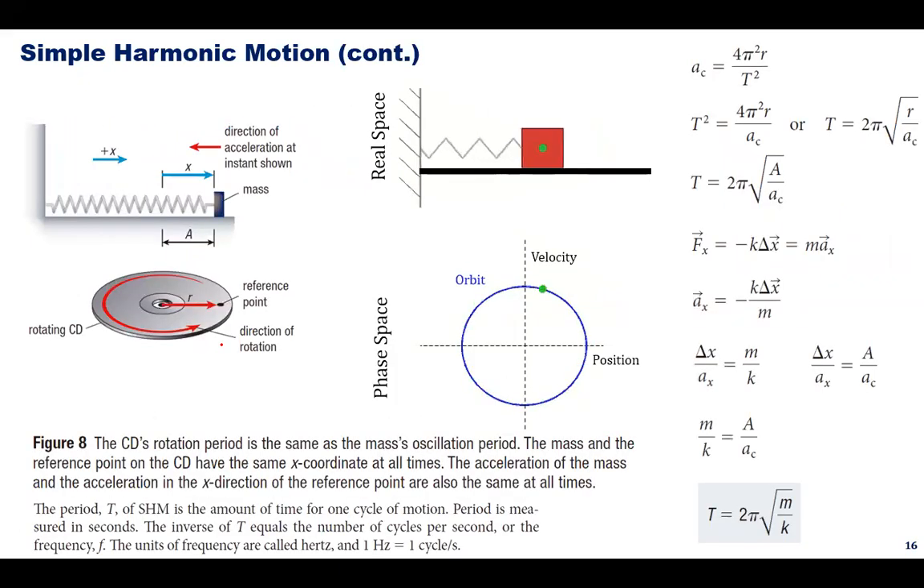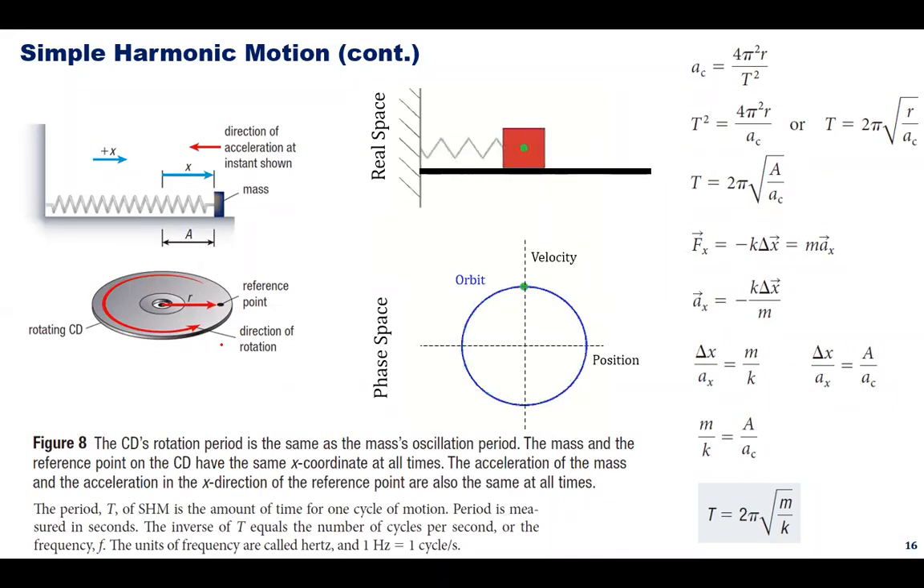Okay, so when describing simple harmonic motion mathematically, we can picture a reference circle like the CD shown here in figure 8, which is at the bottom of this page. The mass attached to the spring in this figure vibrates left and right with simple harmonic motion. At the same time, the point shown on the CD rotates with uniform circular motion.